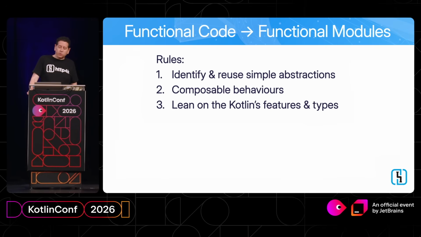The first rule is that we would identify and reuse simple abstractions. Preferably, those abstractions would be just a function. They can't always be functions, but a lot of the time they are. We would compose functions or abstractions together to form other abstractions that we could layer functionality across. And then we could lean on the Kotlin type system and the feature set in order to actually achieve what we wanted. And it turns out that these three rules, when we apply them again and again and again, turn into something that we think is quite special.